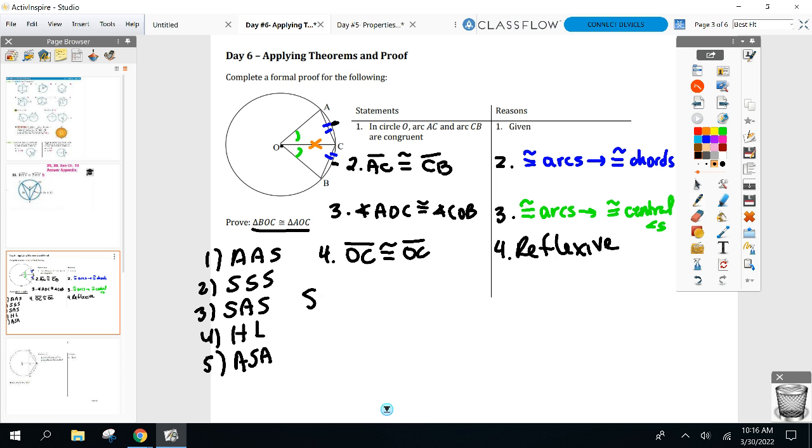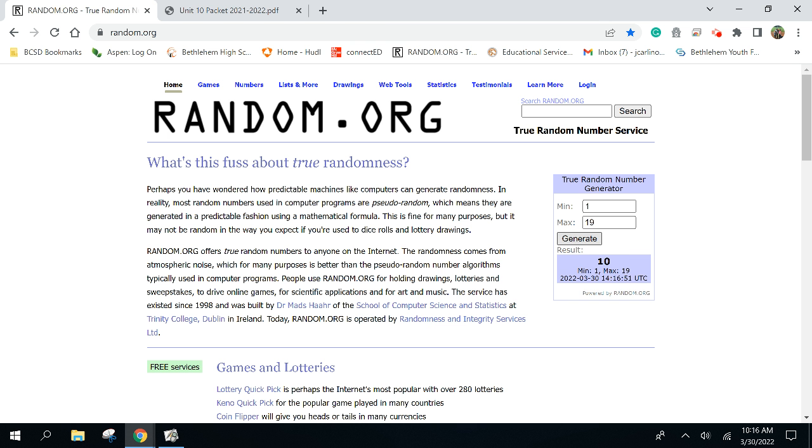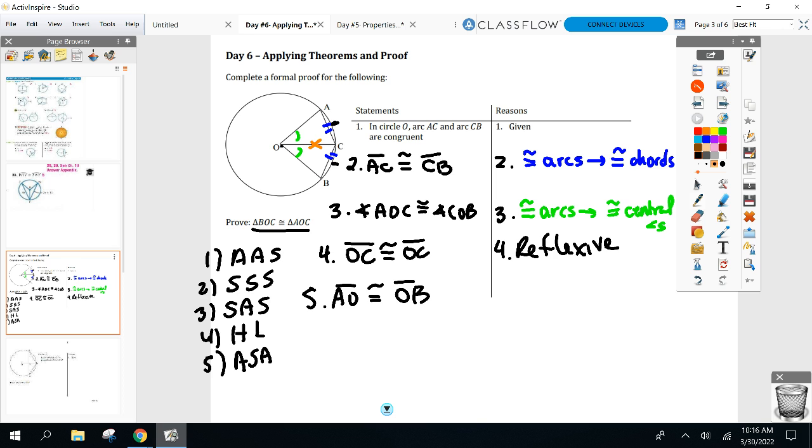Yep, we went over this yesterday. AO is congruent to OB. What are those 2 in the diagram? What are AO and OB? Those are radii, right? And what do we know? In a circle, they're all congruent. It's fine, it happens to everybody. In a circle, all radii are congruent. Did we talk about how to spell that yesterday? Double I.